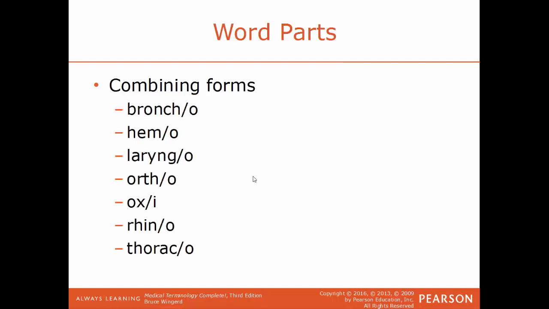Alright, some common combining forms that you'll see. Broncho is a reference to the bronchi, which are the divisions of the trachea. Hemo is a reference to the blood. Laryngo is a reference to the larynx, or the voice box. Ortho is a reference to straight. An orthodontist will straighten out your teeth. Oxy is a reference to oxygen. Rhino is a reference to nose. And thoraco is a reference to the thoracic cavity or the thoracic cage.